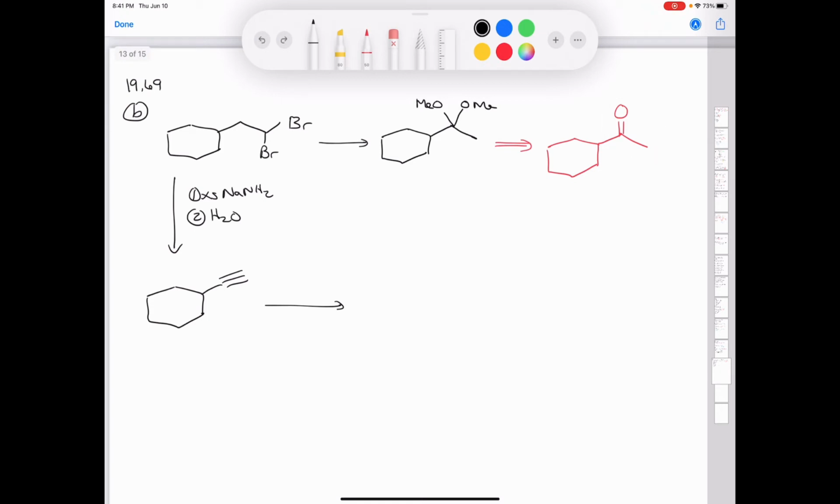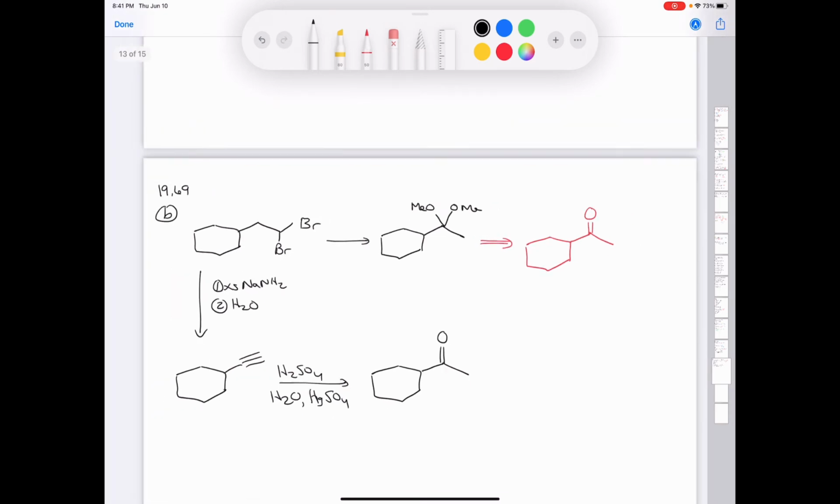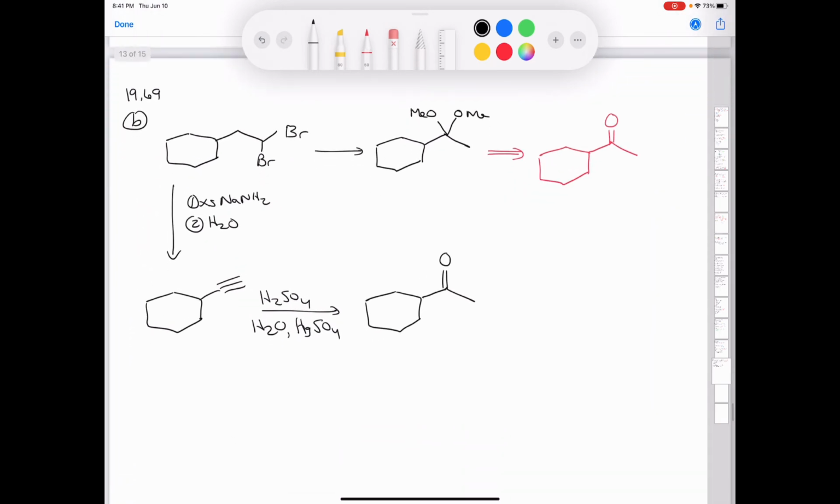So in order to do that, we treat the alkyne with sulfuric acid, water, and mercuric sulfate, HgSO4. We need to have that in order to get the reaction to work. So we end up producing this enol, which undergoes tautomerization to produce the desired ketone. And then to go from the ketone to the acetal, all we have to do is to treat it with excess methanol and a catalytic amount of acid, and we want to remove the water.